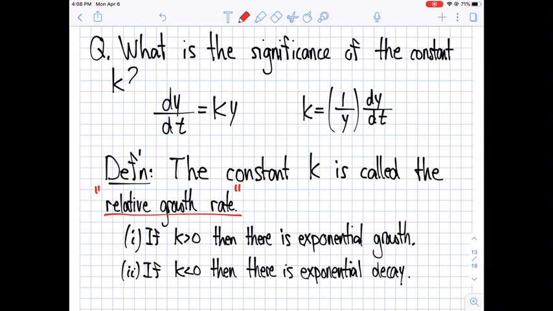Okay, and actually another way of referring to exponential growth or exponential decay is to say that you have a constant relative growth rate. So if we look a bit closer at k, if k is positive in your differential equation, then you are going to be having exponential growth. And if k is negative, you're going to be having exponential decay.